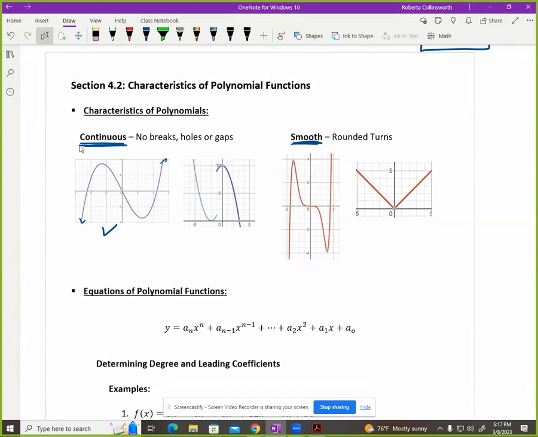This is not continuous because there are breaks in it. So it started here, ended there, then it started a whole other part and ended there. So this is not a polynomial. They have to be smooth, like a roller coaster ride. You don't want a roller coaster ride that's going to be like this absolute value function and you crash right here and die. So it has to be smooth with rounded corners. So this is a polynomial function. This is not.